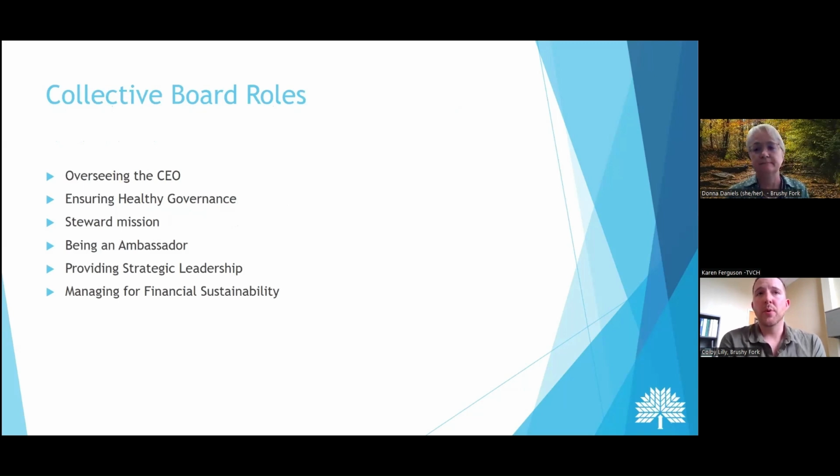As board members join a board, they commit to a set of roles and responsibilities as a part of the team that is the board of directors. Collectively, the board oversees the CEO or executive director, ensures healthy governance, stewards the organization's mission, serves as ambassadors for the organization, provides strategic leadership, and manages for financial sustainability of the organization. Now let's take a look at each of these collective roles in greater detail.